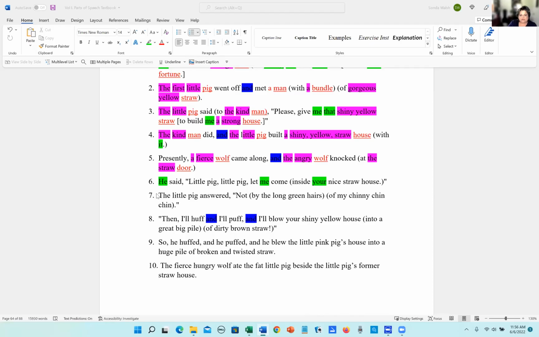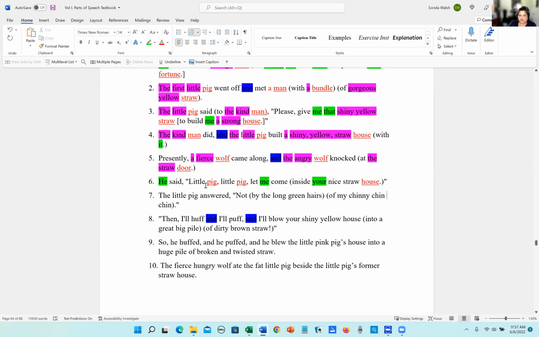All right, so let's go to number 6 and let's identify our nouns. Here we have pig. That is a noun. Pig is, oops, not little pig, just pig. It's a noun. And house is a noun. Now let's go identify any a, an, and the, any articles. And I do not see any articles in that sentence.